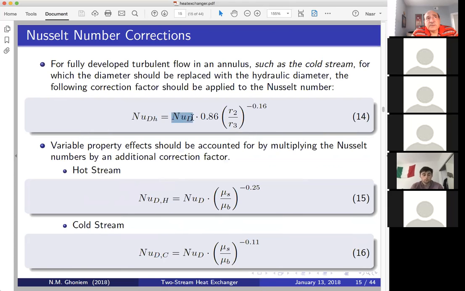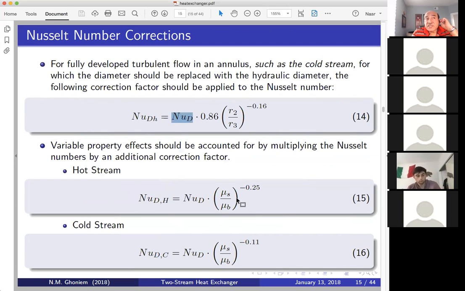We take the Nusselt number that we computed, and we multiply by R2 over R3 to the minus 0.16. This is the correction for the annulus. So going from a round tube to an annulus, we just have a correction because it's a different geometry, and that's what the experimental data has been fitted to.